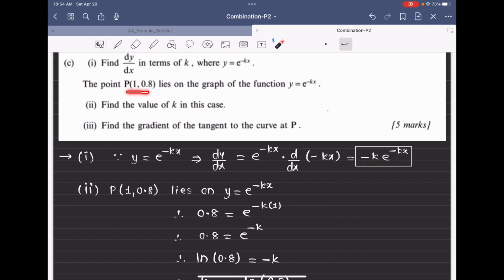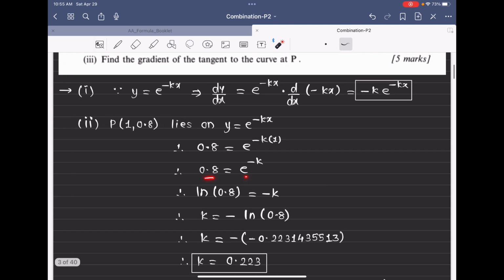The point P (1, 0.8) lies on the graph of the function y is equal to e raised to minus kx. Point P, this is the x value, this is the y value. Substitute here, y is equal to 0.8, e raised to minus k into 1. So 0.8 is equal to e raised to minus k. You need to find out the value of k.